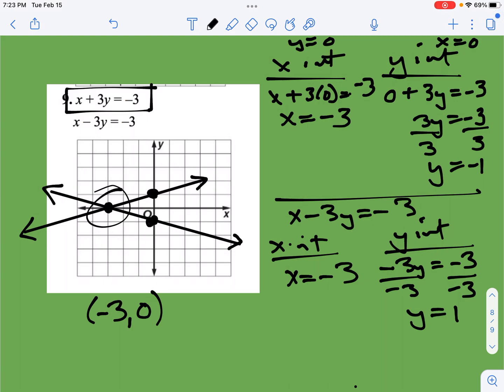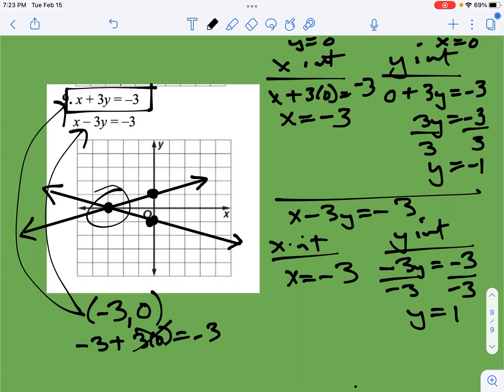If I put this into my top equation, I would get negative 3 plus 3 times 0 equals negative 3, and that obviously works out because that goes away. And if I put it into this one, I get the exact same thing. So they both work out, and that's our point. So it's a slightly odd case, but it is consistent and independent because we get one solution.